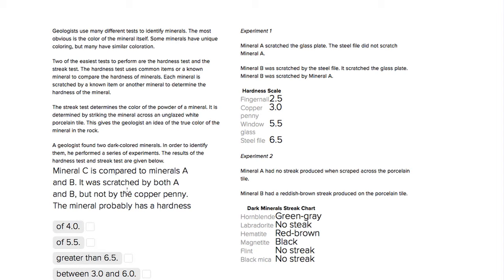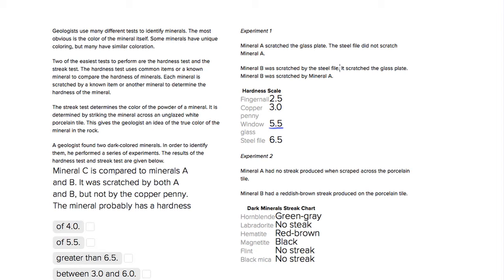It tells us that when it's compared, it's scratched by A and B, but not by the copper penny. So we have to look and see what its hardness is by going through and seeing the hardness of A and B. So let's look at A. It tells us in experiment 1 that A scratched the glass plate. So we know that it has to be greater than 5.5 if it scratched the glass plate.